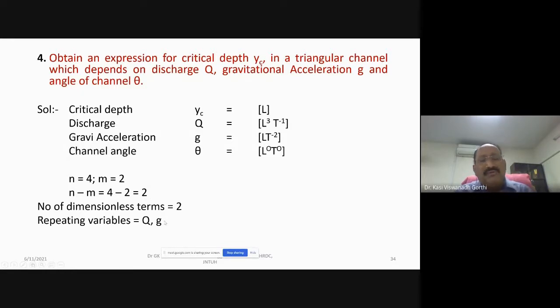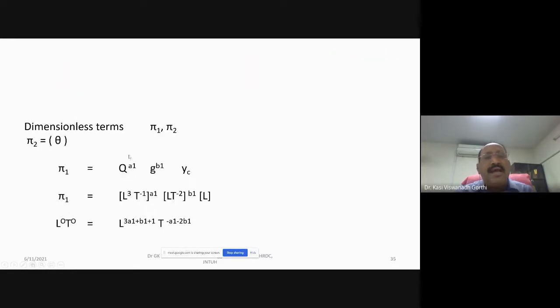Choose any two repeating variables. Discharge Q and g are chosen as the repeating variables. Yc should not be chosen. Yc is the critical depth, which depends on these parameters.